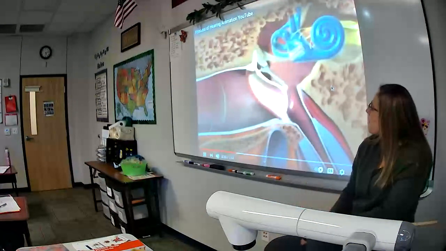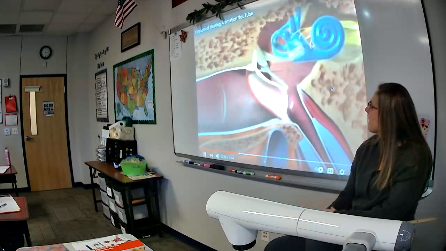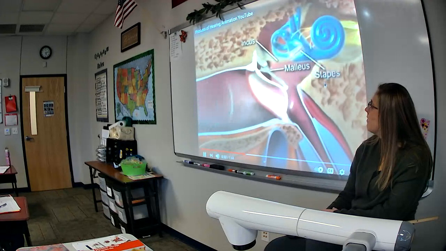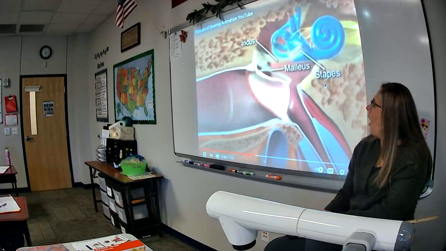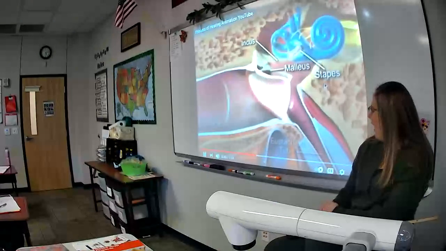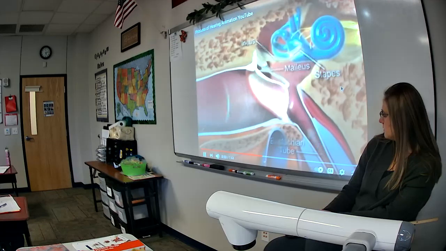Three tiny bones of the middle ear are the hammer, or malleus, anvil, or incus, and stapes, or stirrup. These bones pick up the vibrations from the tympanic membrane and transmit them to the inner ear. The Eustachian tube of the middle ear opens into the pharynx and permits air pressure to pass between the ear and the outside air. Okay.